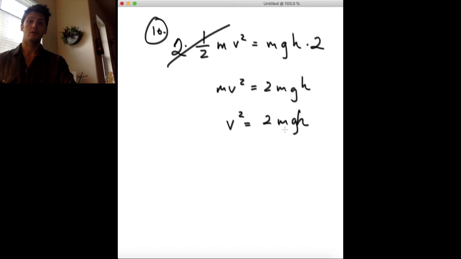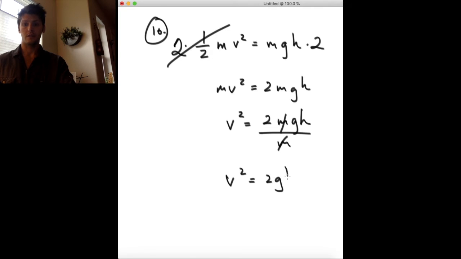2mgh, and then divided by m, we just can cancel out the m's because it's all just multiplication. So we have 2gh now, and then we just take the square root of both sides. The square root of 2gh. So answer choice C.